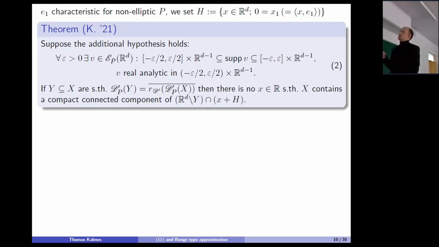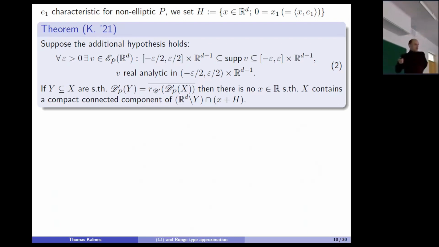So assume that this restriction map between the distributional zero solutions has dense range. Then there is no x in R^d such that the complement of our small set Y, intersected with the translate by x of this hyperplane, so the first coordinate here is equal to this given x1, we take the intersection of these two sets, and then X does not contain any compact connected component of this intersection.